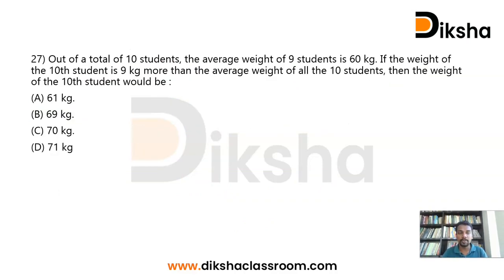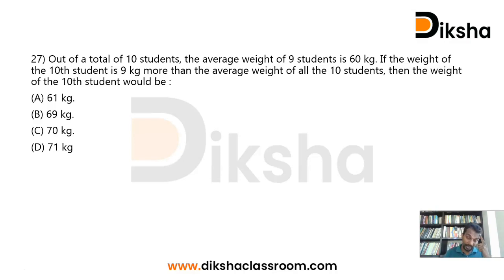So, moving to the next question. Out of a total of 10 students, the average weight of 9 students is 60 kilogram. If the weight of the 10th student is 9 kilogram more than the average weight of all the 10 students, then the weight of the 10th student will be? It's a direct question from average, but a bit distinct.